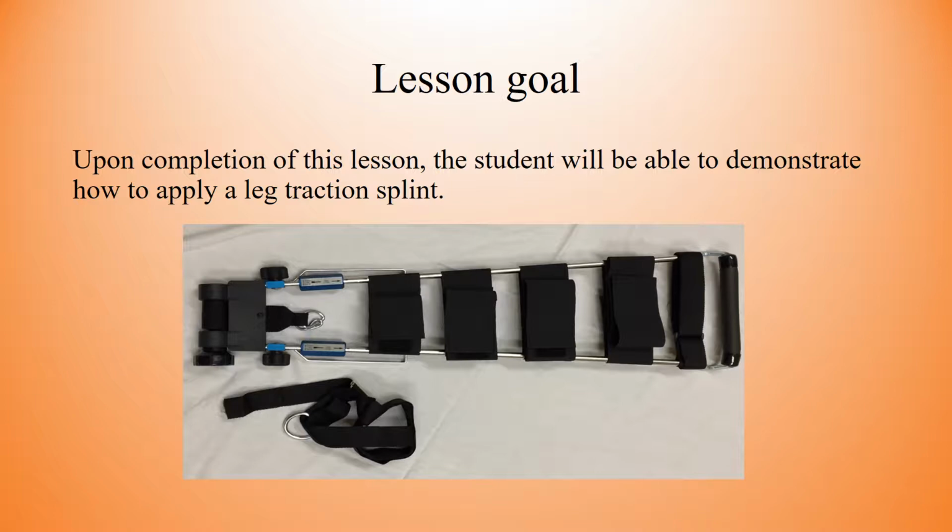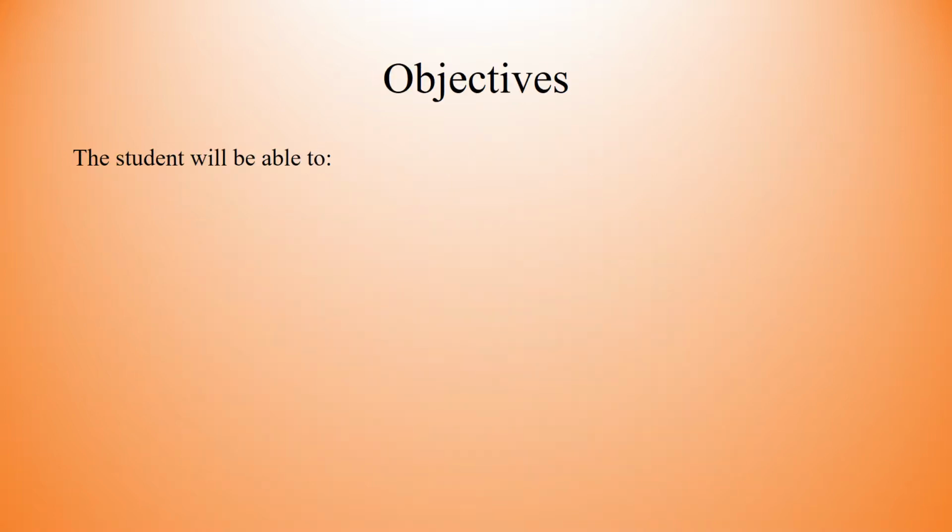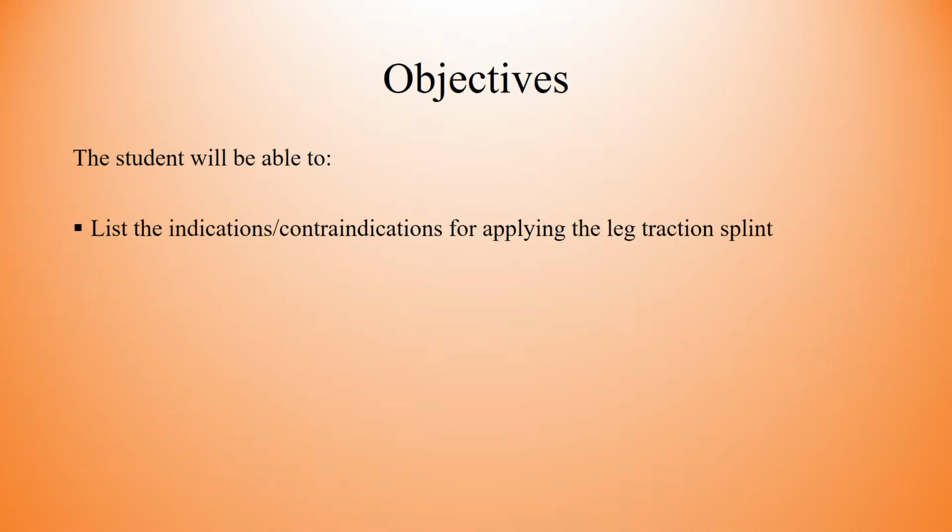The lesson goal for today is, upon completion of this lesson, the student, which is you, will be able to demonstrate how to apply a leg traction splint. Some of the objectives are that the student will be able to list the indications and contraindications for applying the leg traction splint, also including signs and symptoms of a femur fracture.